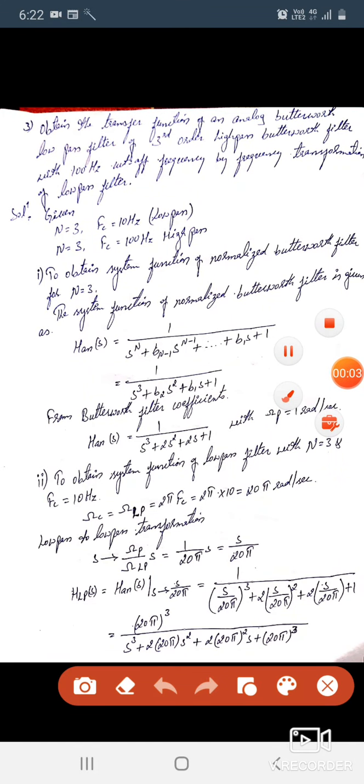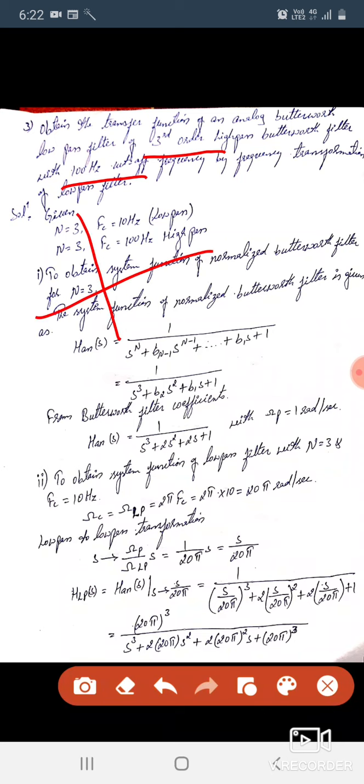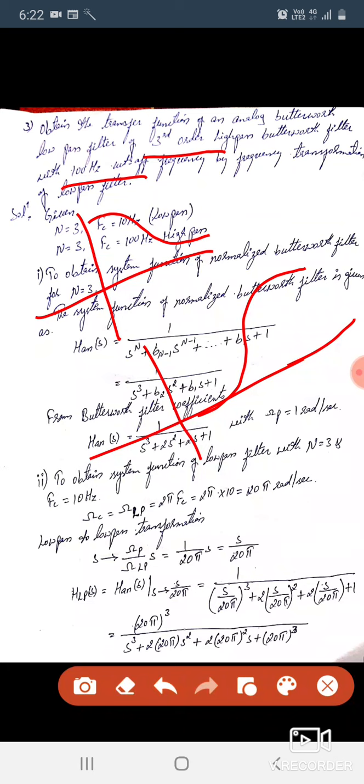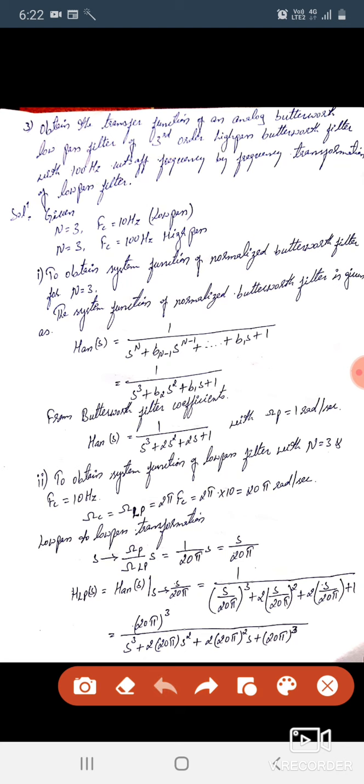Next problem, here it's given that we have to obtain a transfer function of an analog Butterworth low pass filter of third order high pass Butterworth filter with 100 Hz cutoff frequency by frequency transformation of low pass filter. Means they are telling us to convert from low pass to high pass filter. How can we do it from low pass to high pass filter? We will see how it's going to be done.